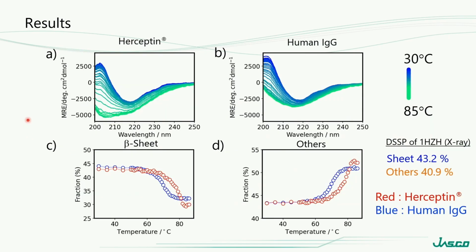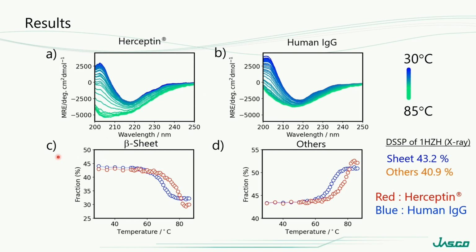And these are the thermal denaturation spectra of Herceptin and human IgG from 30 degrees Celsius in blue to 85 degrees Celsius in green. At 30 degrees Celsius, the spectra of both samples were similar, but as heated, they changed to different shapes. And to analyze these structural changes, SSE was performed using BeStSel.